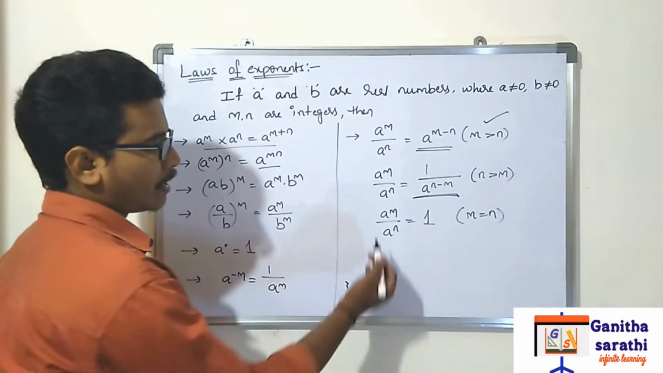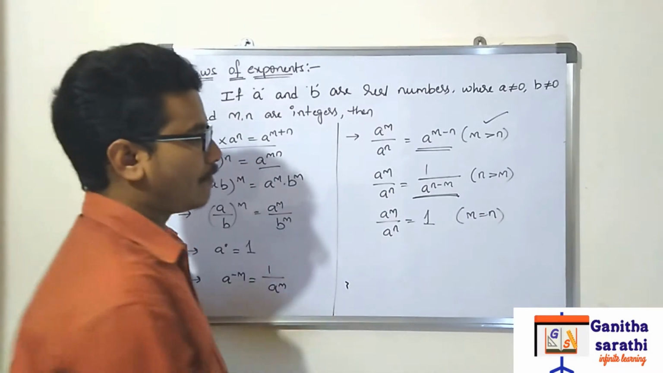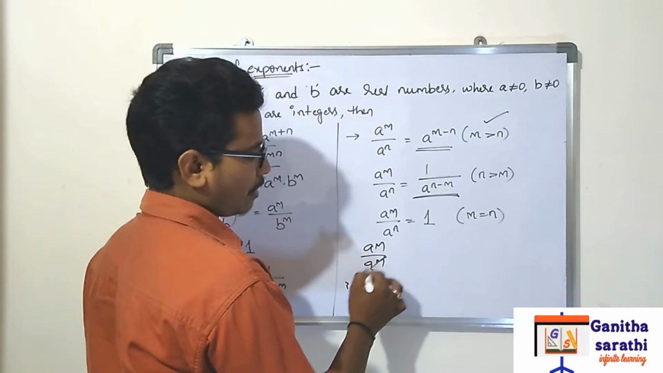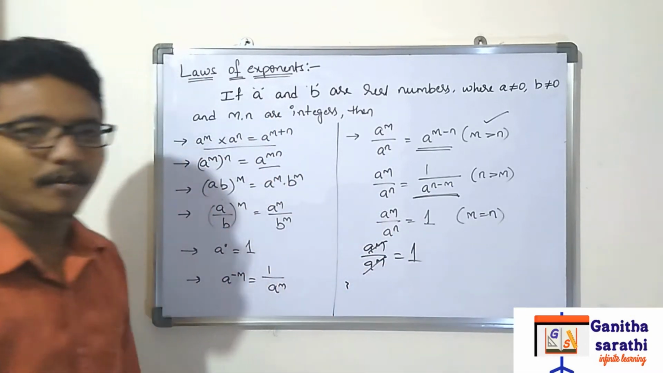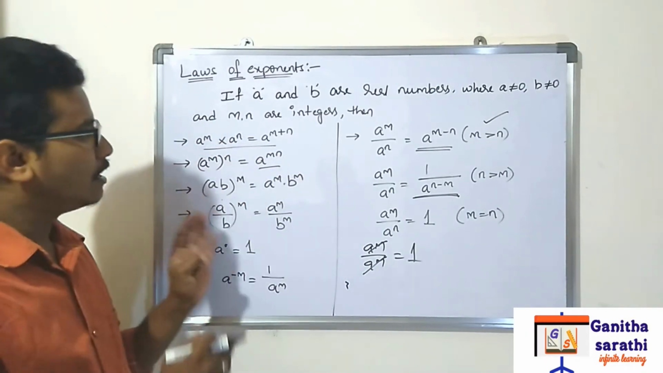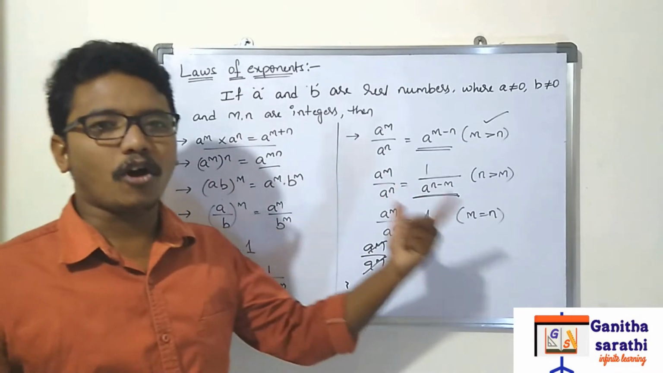Next, a power m by a power n is equal to 1 when m is equal to n. Why? For example, a power m by a power m, you can cancel, so the answer will be 1. Why am I saying this? We will use some of these formulas in our logarithm proofs also.